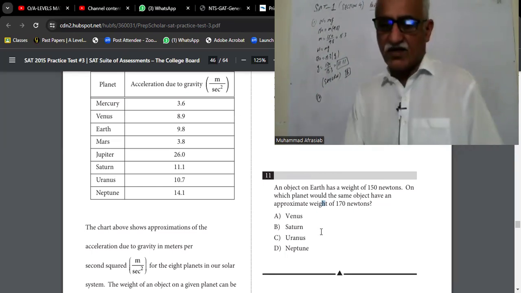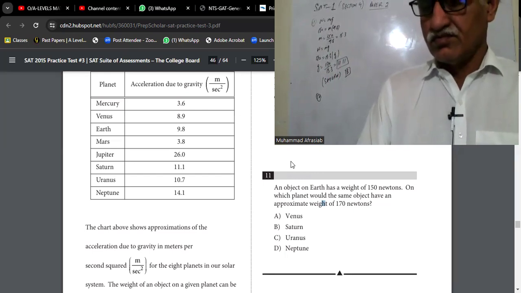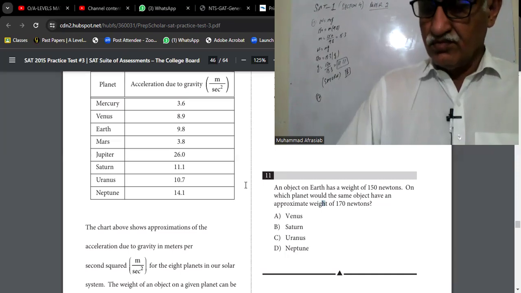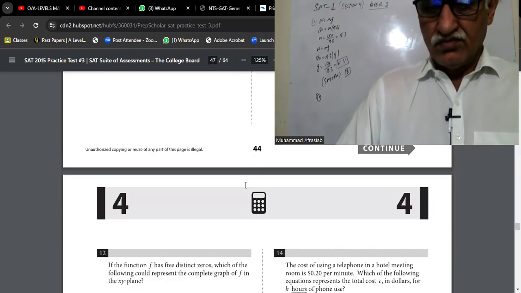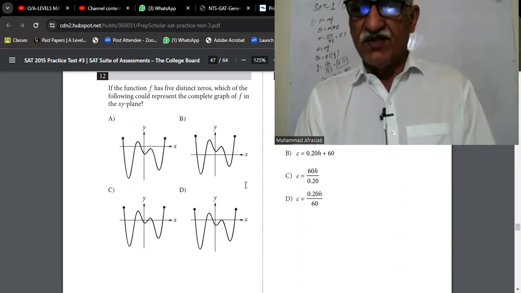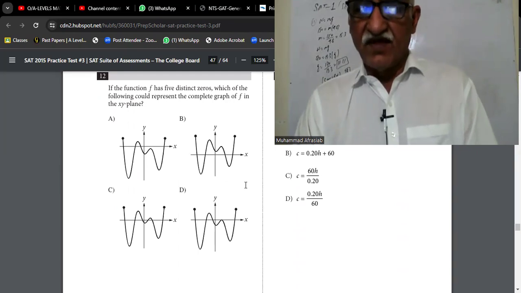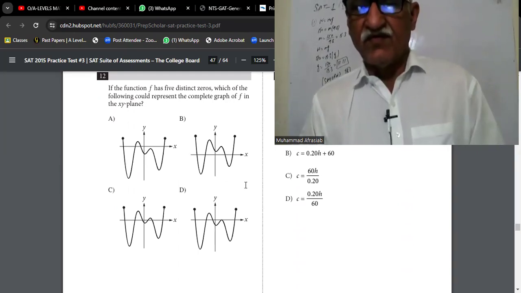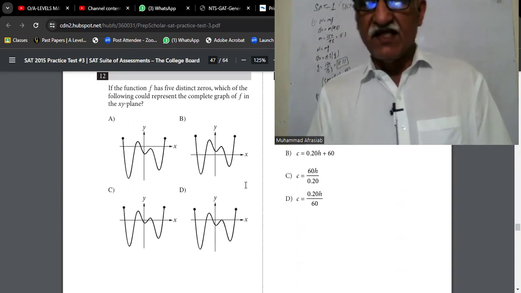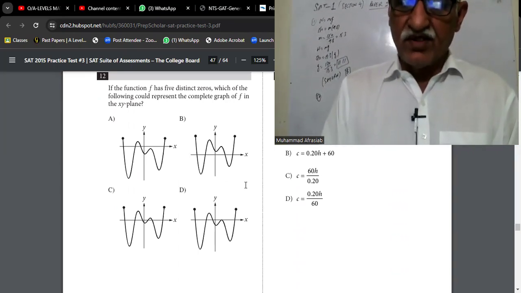Now question number 12. The function f has 5 distinct zeros. Which of the following would represent the complete graph of f in the xy plane? So we have 5 distinct zeros. That means they are cutting the x-axis at 5 different positions. So graph A is going to cut at 1, 2, 3, 4.